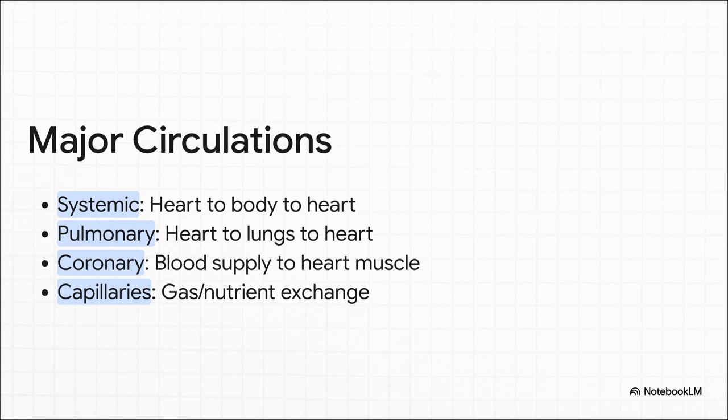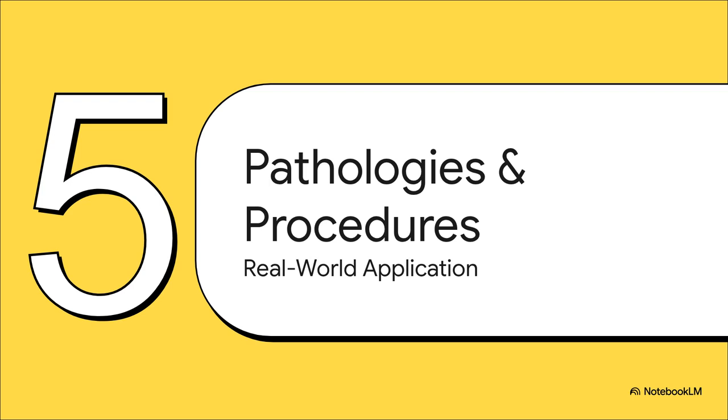But listen, I really want you to pay special attention to the coronary circulation. These are the specific arteries supplying the heart muscle itself. Diseases here lead to major events like heart attacks, and coding the subsequent interventions, those are some of the most complex scenarios we face on the exam. That leads us perfectly into Section 5, pathologies and procedures.